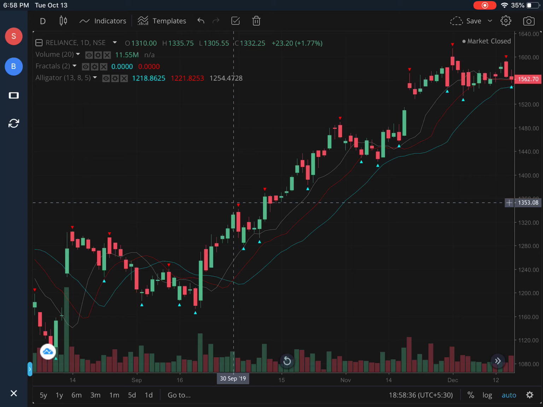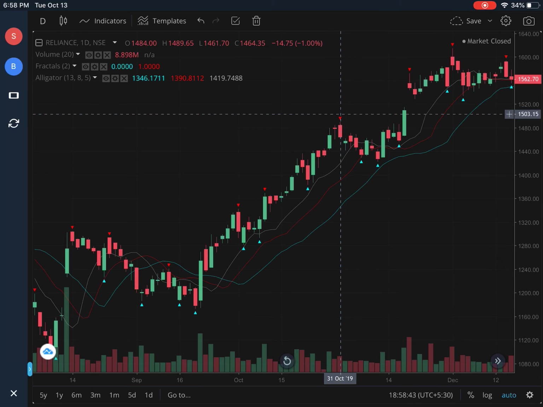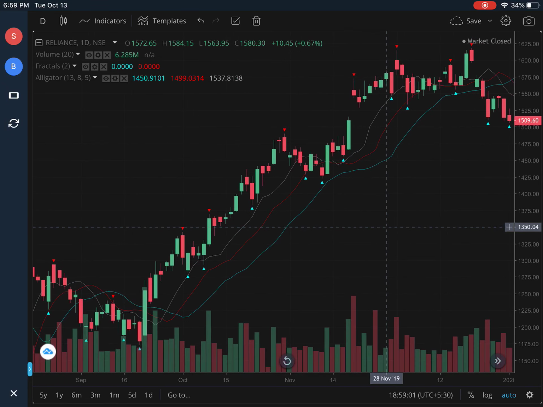Once you have 3 or 4 down fractals, you can start thinking of booking the profit. So you could have booked profit after this particular down fractal, which was at around 1500. So you had a rise from 1200 to 1500, a 300 points rise in about 1 month. Still, you could have continued if you are following the alligator method, because the alligator says that till it closes below the three lines, you can continue.